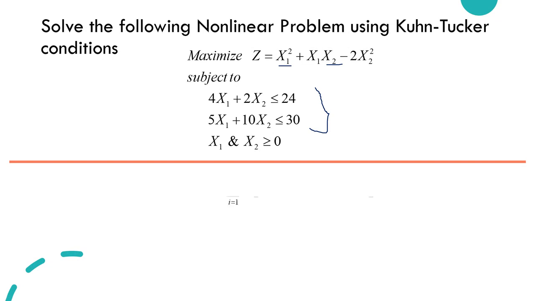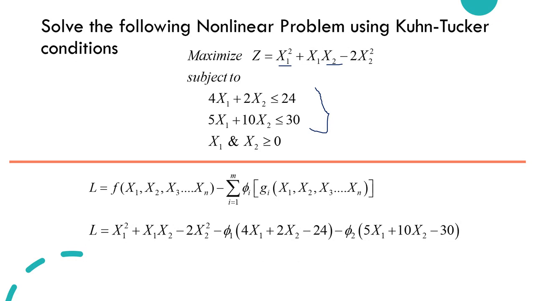First, we will write what is our Lagrangian equation. My Lagrangian equation will be like this. So the first term indicates my objective function. The second, minus phi1, since we have two constraints, phi1 of the first constraint and phi2 of the second constraint. So this will be my overall equation, Lagrangian equation. Let us use this.